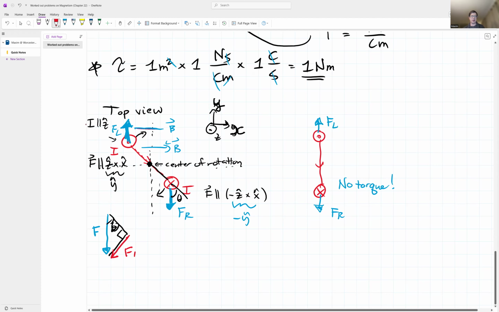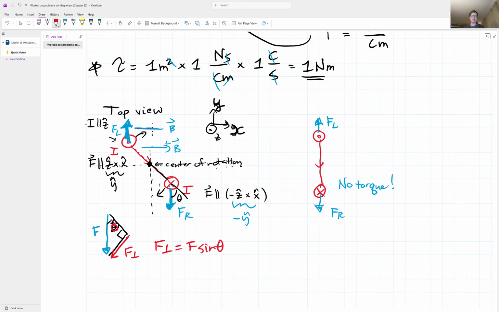So this is F perp, the perpendicular component of the force, and F perp is just the force times the sine of theta because it's the opposite side. So this is the theta. Let me draw it a little cleaner. So this is theta. This is the component of the force that actually provides the torque.